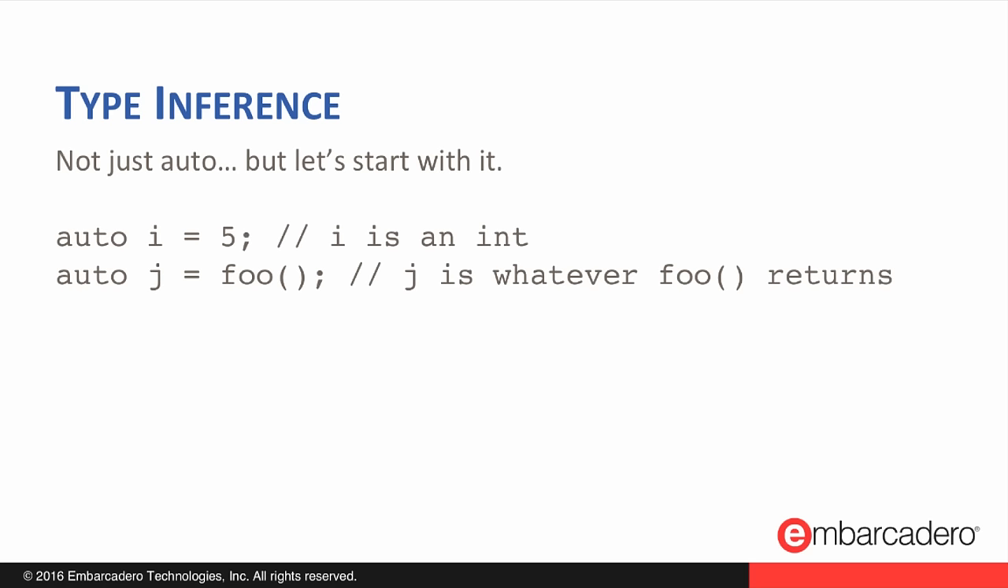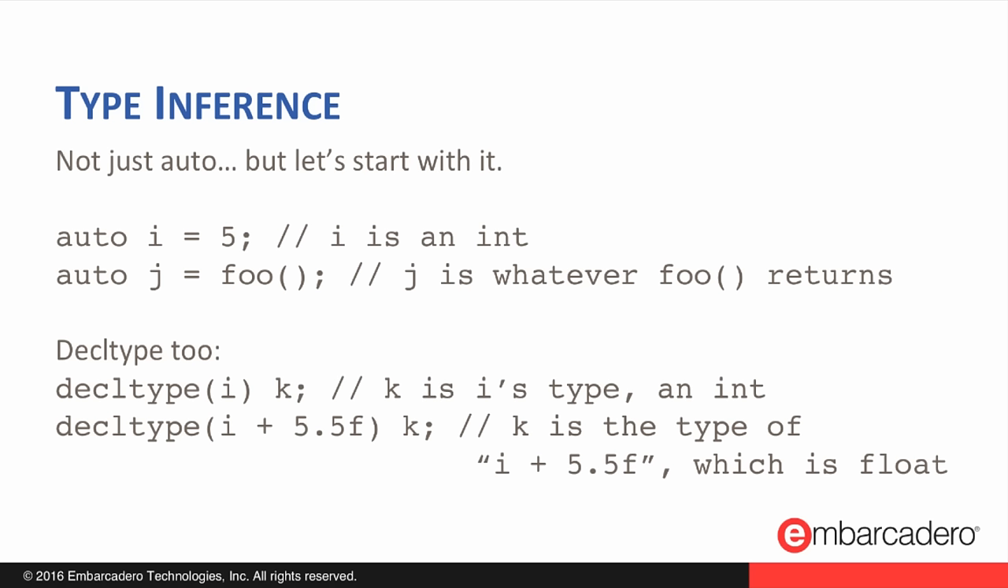Type inference is more than the auto keyword, though. There's also decltype. This lets you query the type of an expression. Here are some examples. If i is an int, decltype of i is the int type. But to illustrate it's expressions, not variables, decltype of i plus 5.5f is the type of that expression, which is float.